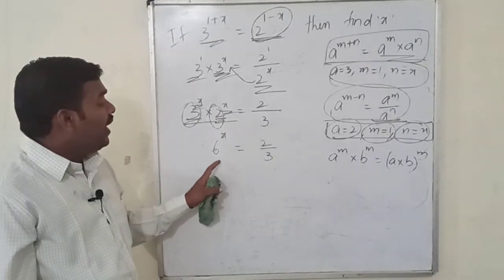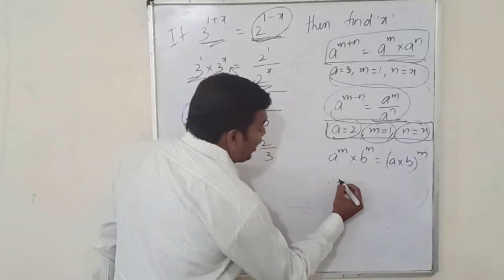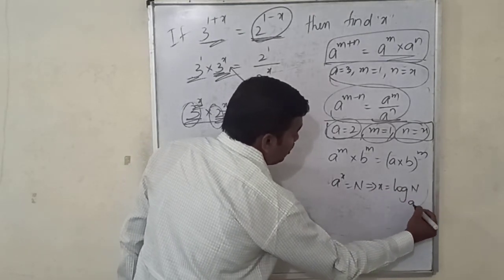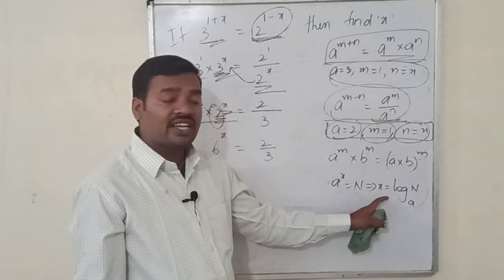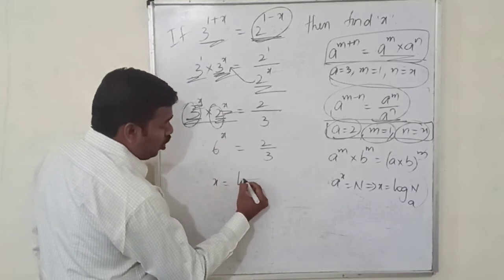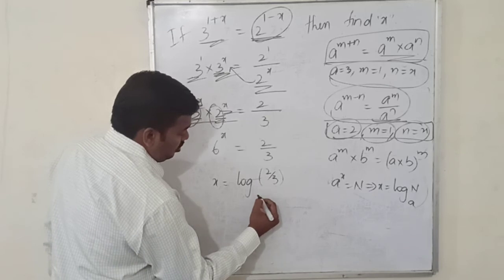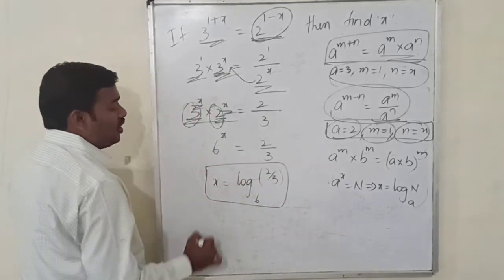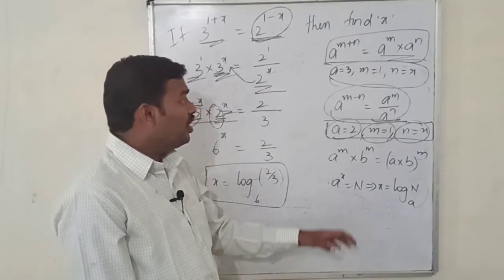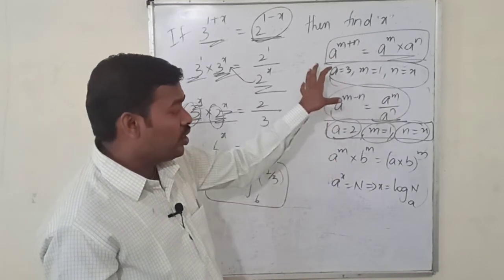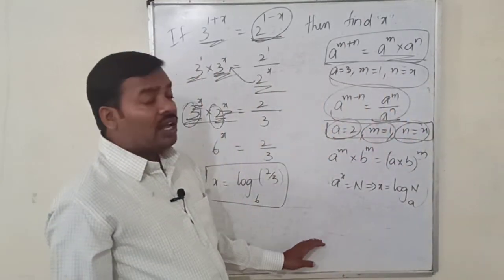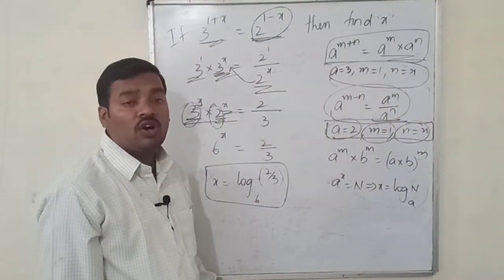Now this is in the form of a power x is equals to n. A power x is equals to n implies x is equals to log n to the base a. So x is equals to log 2 by 3 to the base 6. So this is the value of x if 3 power 1 plus x is equals to 2 power 1 minus x. We need to remember all those formulas of exponents and powers along with the basic algebraic formulas and formulas of logarithms in order to solve the problems of logarithms.